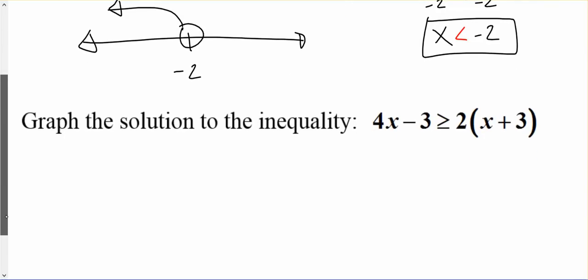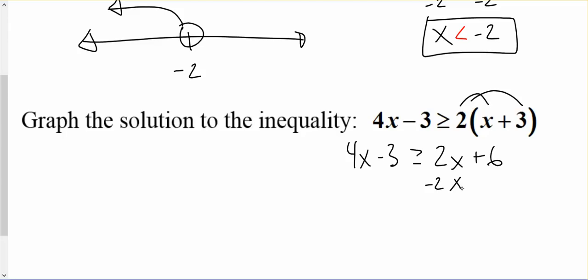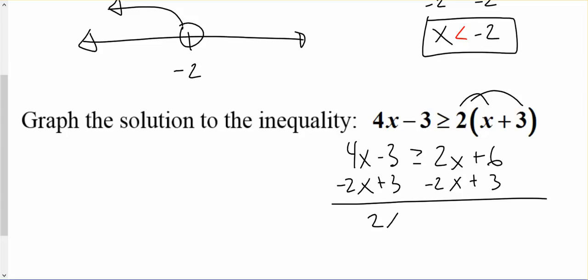Our next problem, we need to distribute. So we get 4x minus 3 greater than or equal to 2x plus 6. Let's get our variable on the left side, so I'm going to subtract 2x. If my variable is going on the left side, I want my constants on the right, so I'm going to add 3. And here I'm left with 2x is greater than or equal to 6 and 3 make 9. Divide by 2, divide by 2.